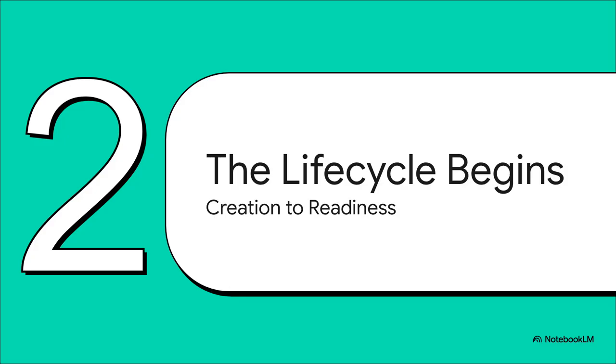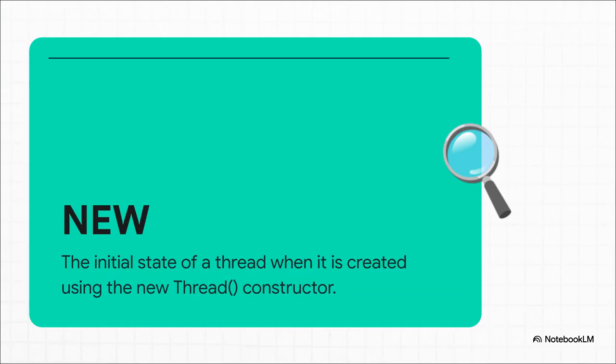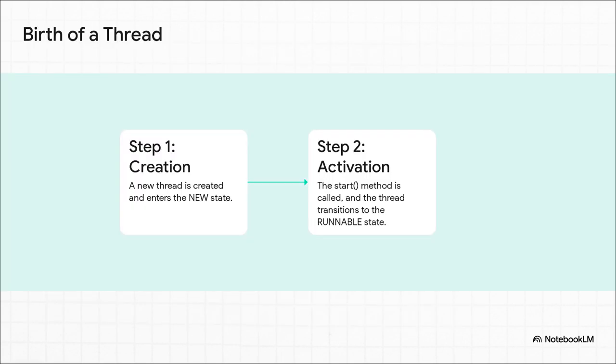All right, our factory is officially open for business, and it's time to hire our very first worker. This part is all about how a thread gets created and then gears up to actually start its job. So the very moment you create a new thread object in your code, it enters the new state. It exists, we know the paperwork's been filed, but it's not actually doing any work yet. In our factory analogy, we've hired the worker, they're officially on the payroll, but they haven't even shown up for their first shift.